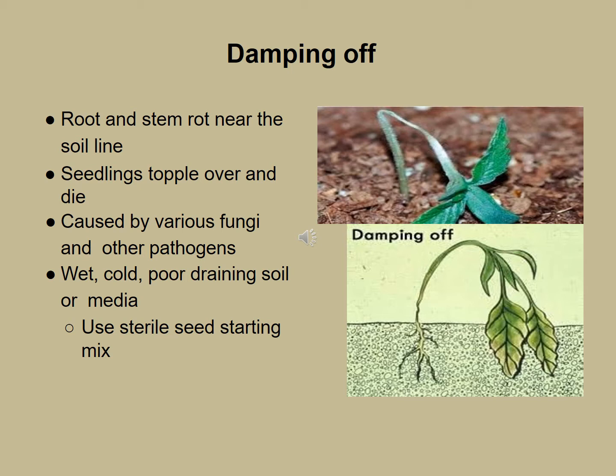Wet, cold, or poor draining soil that stays moist and damp right near the place of emergence of that seedling is where the rotting can take place from that pathogen. So one thing to do is to make sure you have really well draining soil, make it warm, and use sterile seed starting mix. That can help prevent damping off and loss of seedlings in the greenhouse situation.